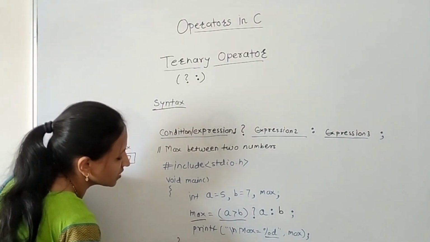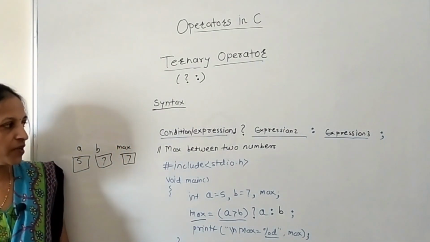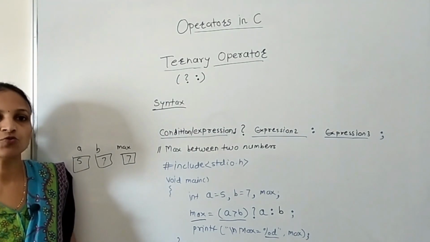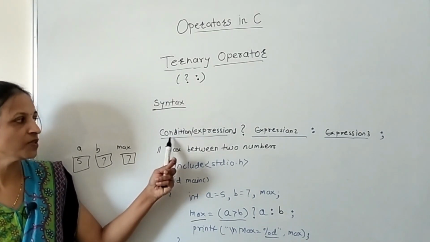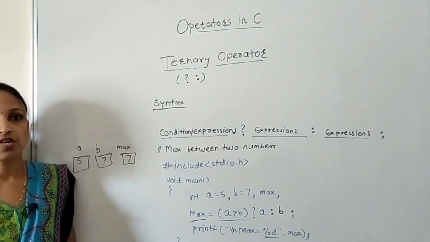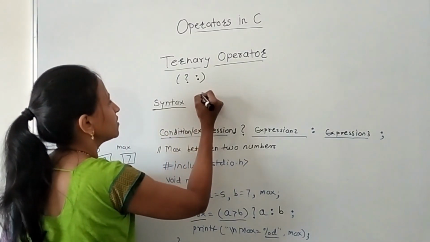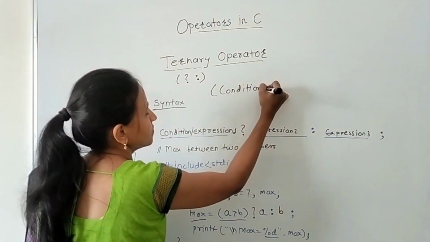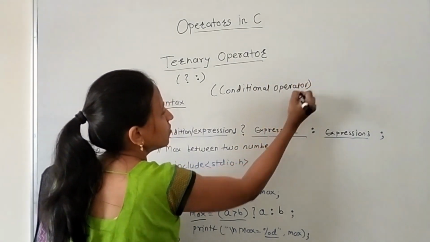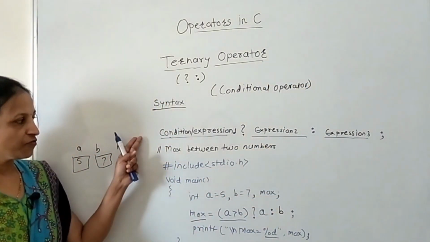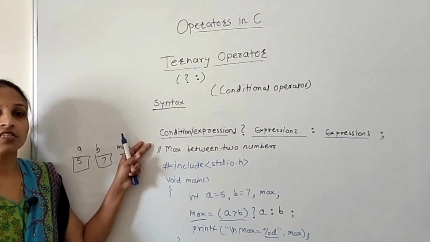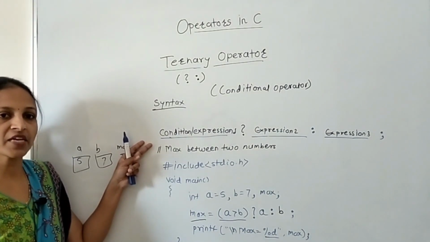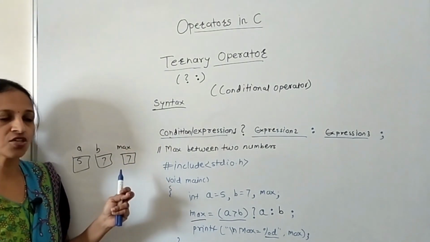Now finally, stop. This is the program to find out the maximum between two numbers with the help of this conditional operator. Okay, this ternary operator is also called a conditional operator. Because how does it act? It is used for condition checking, for decision making. That's why it is also called a conditional operator.